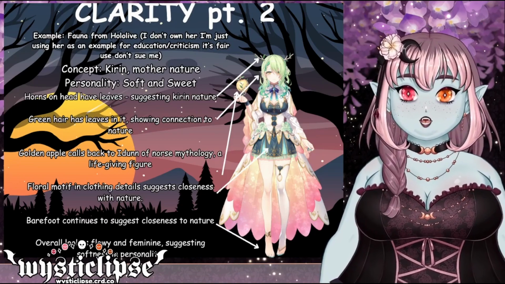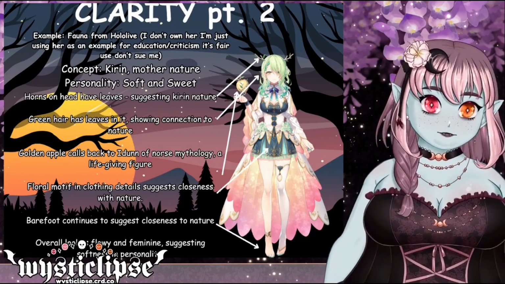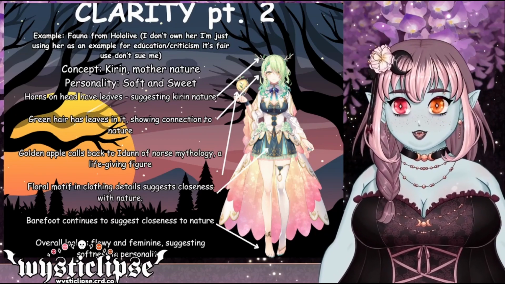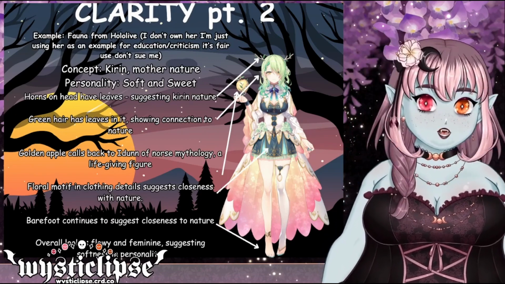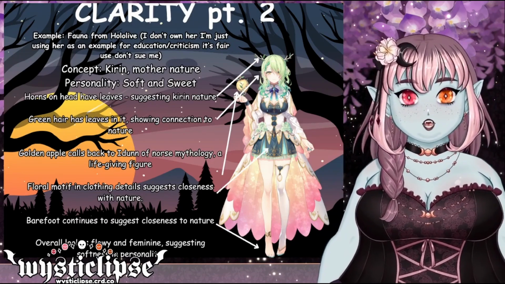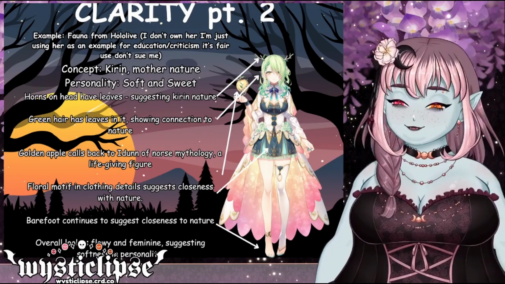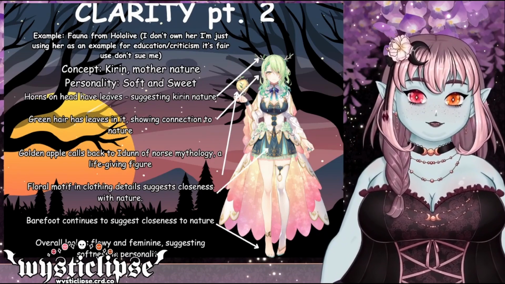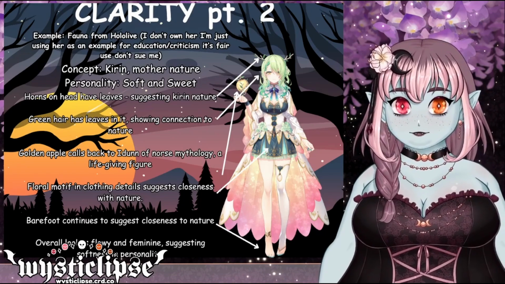The horns on her head have leaves. It suggests both her Kirin nature and her Mother Nature vibe. Her green hair has leaves in it, and it also has flowers in it, although you can't quite see. We're going to have a close-up of her later. Her golden apple calls back to Idun of Norse mythology. She is a life-giving figure.